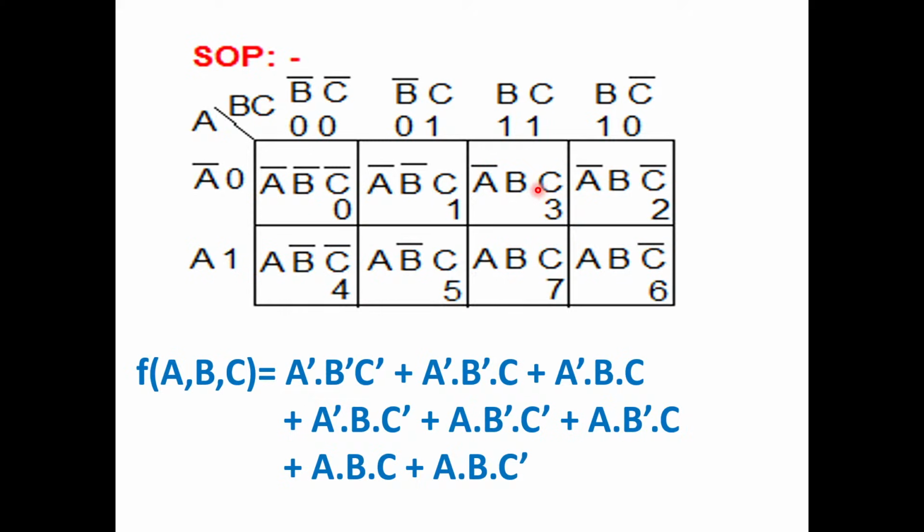Okay, next on the left side, A bar is there. A bar, top, B C. A bar, B C. On the left side, A bar is there for this last box. So A bar, B, C bar.